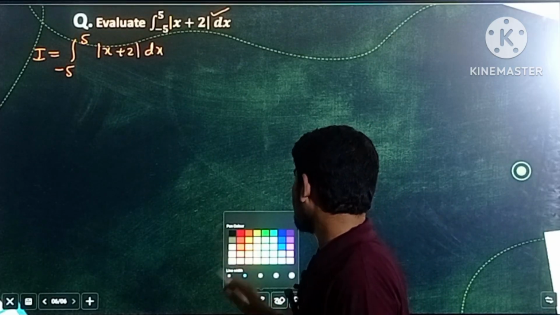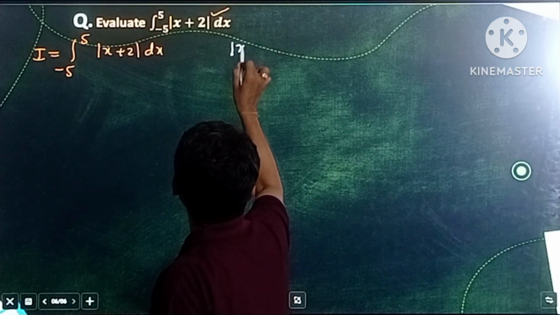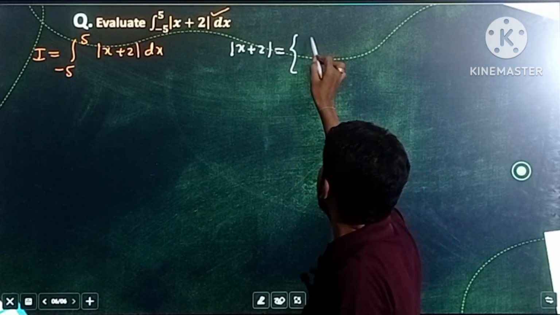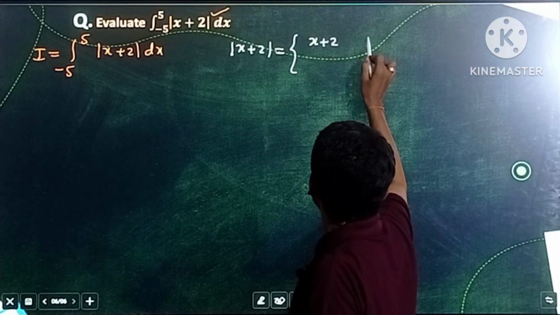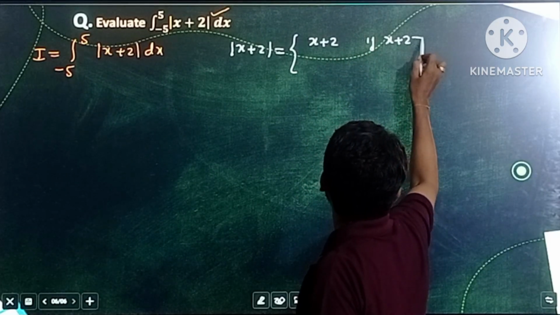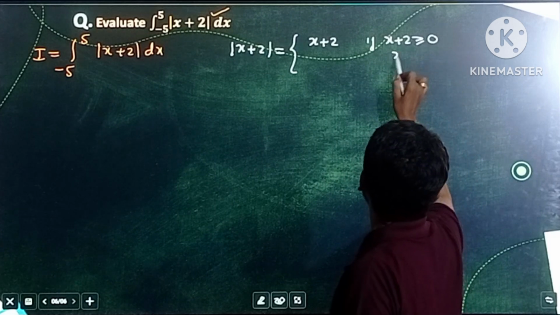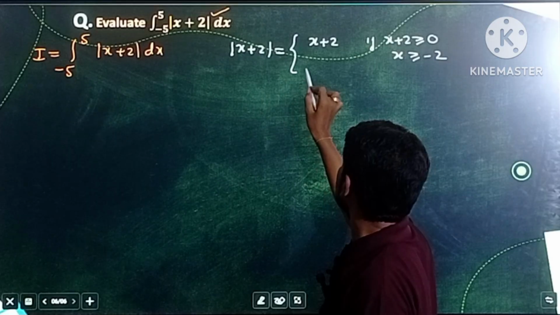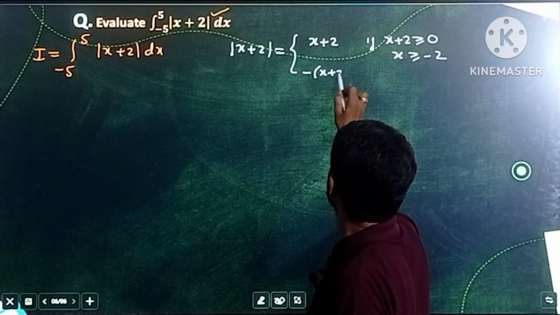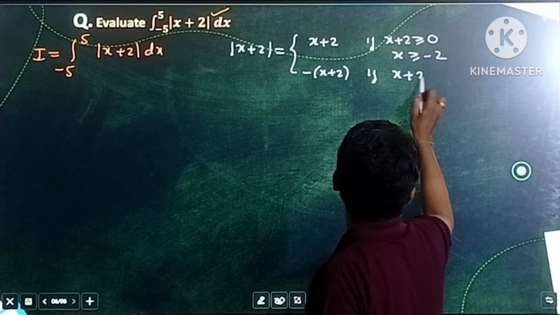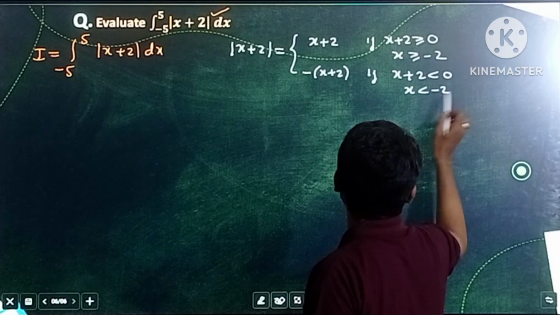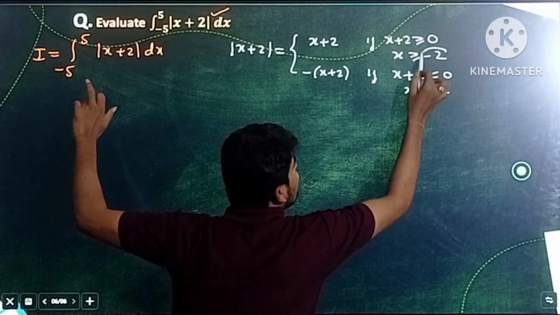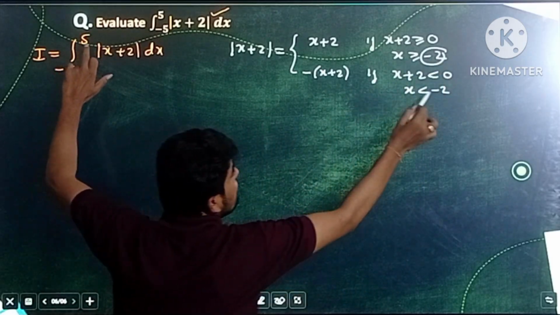So what is modulus of x plus 2 here? We know that modulus of x plus 2 is equal to plus x plus 2 if x plus 2 is greater than or equal to 0, it means x is greater than or equal to minus 2. And the value of modulus of x plus 2 is minus of x plus 2 if x plus 2 is less than 0, when x is less than minus 2. It means I am going to break the limits from minus 5 to minus 2 and then minus 2 to plus 5.